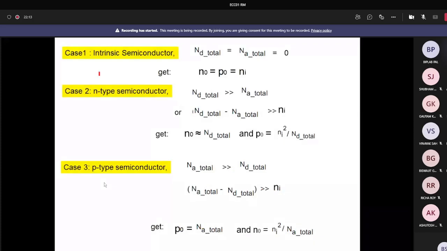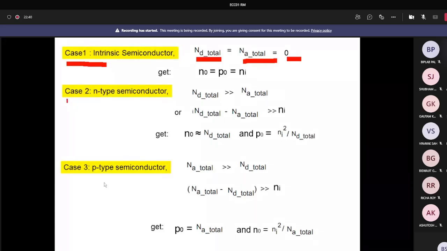Case 1, if you consider the intrinsic semiconductor, we have no donor and no acceptor, so this is 0. For that we will have N0 is equal to P0 is equal to Ni. This is the summary of the carrier concentrations in the semiconductors. So we can see N0 is equal to P0 is equal to Ni.